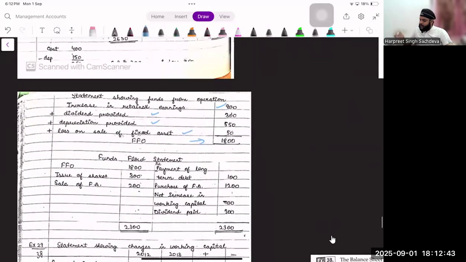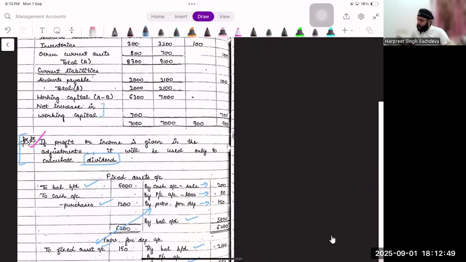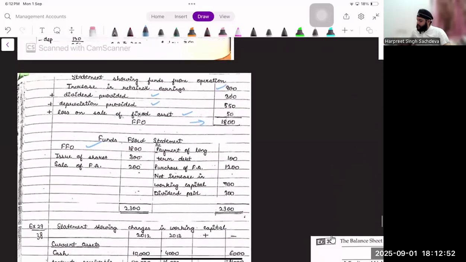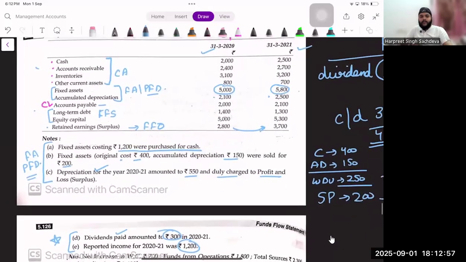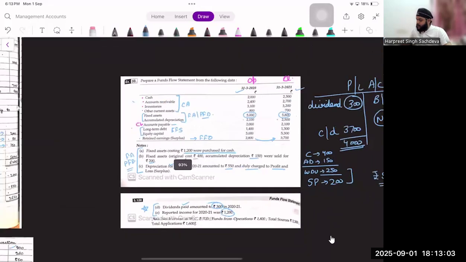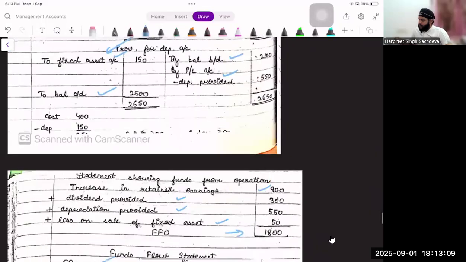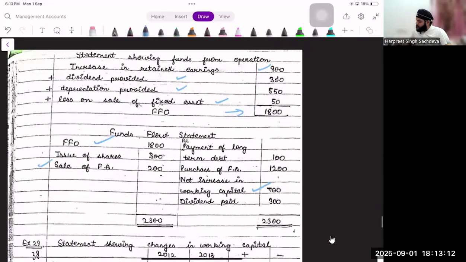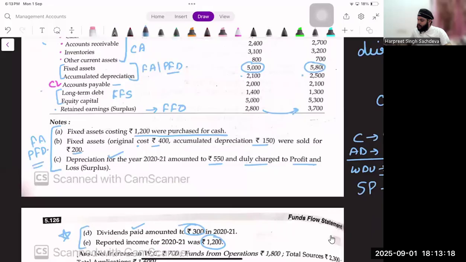Now coming to the FFS, FFO will be on the source side. Working capital was increased, so it will be on the application side, 700. Now moving to the whole question back. Cash will not come here, account receivable not come here, inventories no, other current asset no. Fixed asset will check the account. Purchase will be on the application side, sale will be on the sources side. Sale of fixed asset, purchase of fixed asset. Okay, Raja. Then after fixed assets, account payable will not come. Long term debts, yes. It is repaid 100 and issue of equity shares 300.